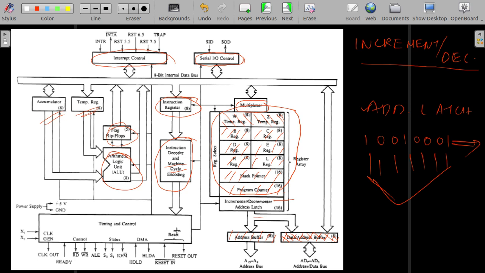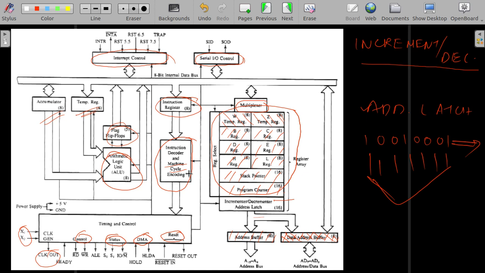So just understand that in this timing and control, even though many pins are coming, they are also somehow grouped. For example, this X1 and X2 pertain to the clock input. This one is the clock output. Then there are certain control signals and status signals. Then there is the concept of DMA, direct memory access. Then also there are signals for resetting. We will come to them in detail.